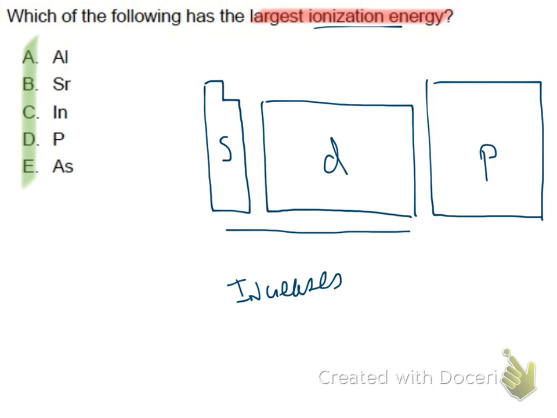as we go from left to right and from the bottom to the top. And so really, we're just being asked to find the element that's closest to this upper right-hand corner. When we look at the answer choices in the periodic table, we find the answer is phosphorus, D, and then we're done with the problem. Again, it just comes down to remembering the periodic trends.